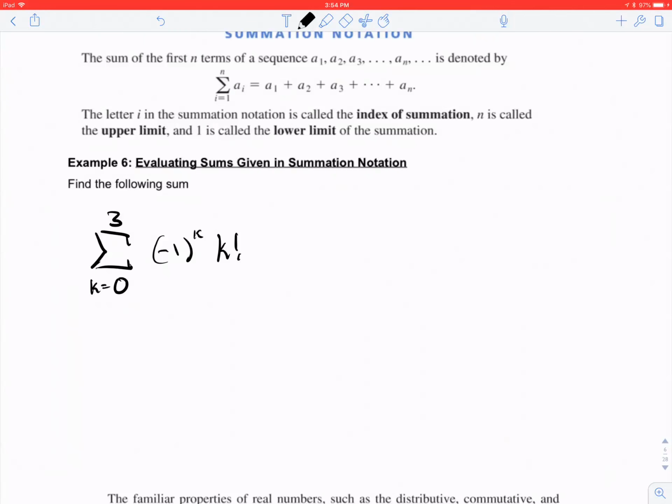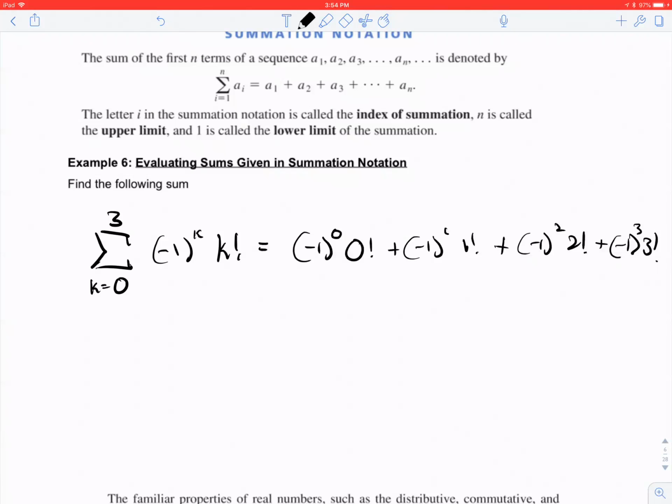Okay, so let's do when k is 0. So when k is 0, we're going to have negative 1 to the 0 times 0 factorial. That's the first one. Then it says do the next one. So we're going to say plus, when k is 1, negative 1 to the 1 times 1 factorial. Then 2, negative 1 squared times 2 factorial. And then we stop at 3. Negative 1 cubed times 3 factorial.